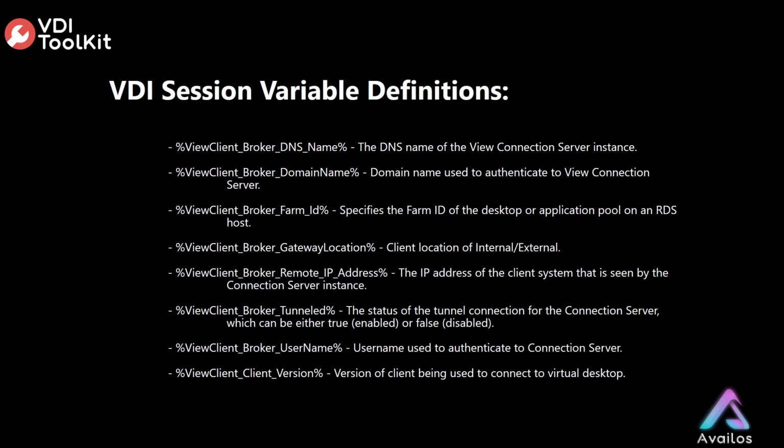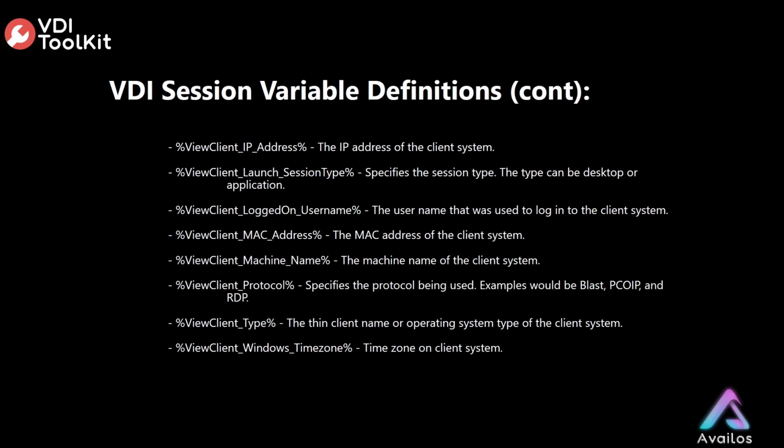We have the broker username, which is the username used to authenticate to the connection server. We have the view client version, which is the version of the client being used to connect to the virtual desktop. We also have the view client IP address, which is the IP address of the client system. We have the view client launch session type, and that specifies the session type. The type can be desktop or application.